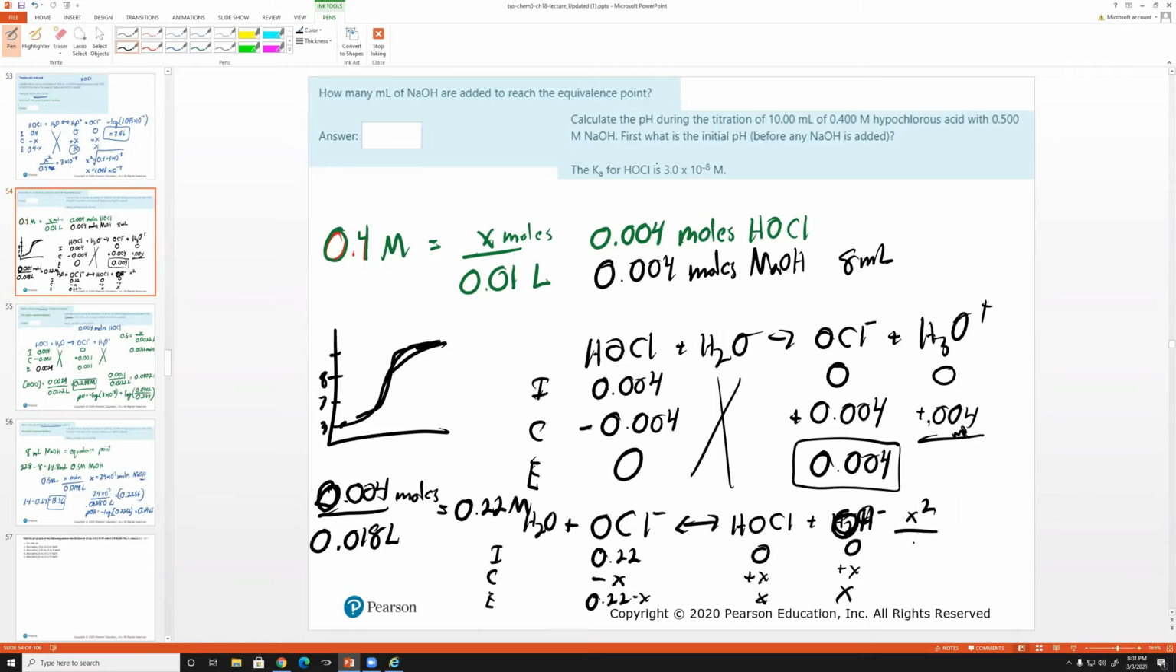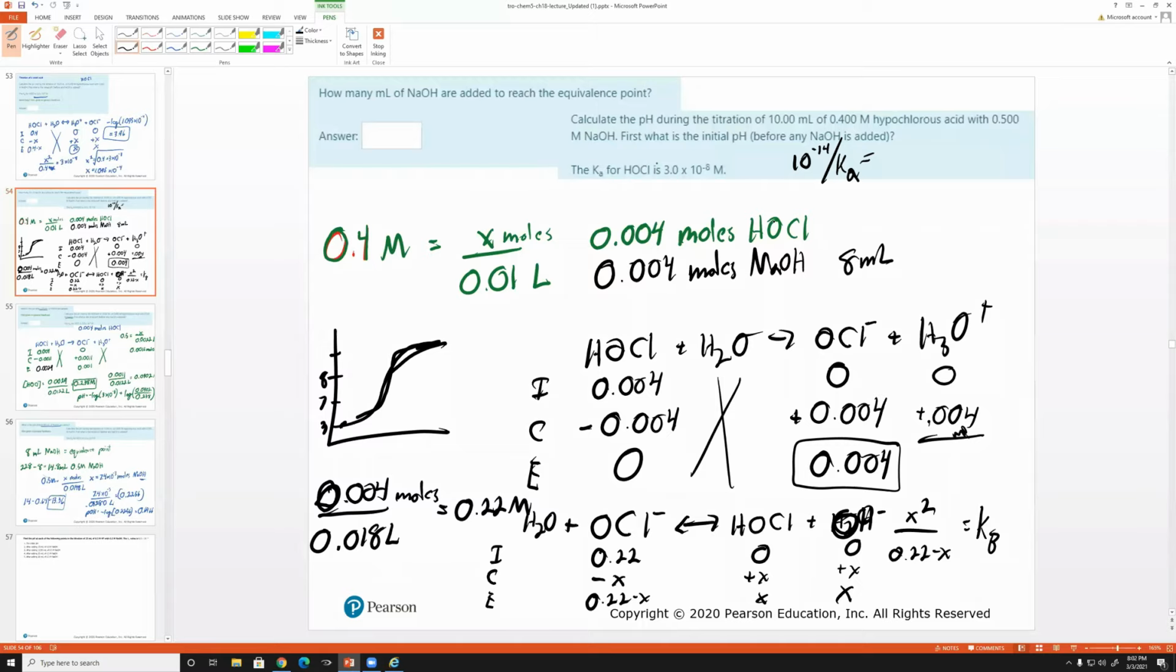Then we have X squared over 0.22 minus X equals, now, instead of Ka, we're going to use Kb. For every Ka value for a weak acid, the conjugate base has a Kb value. That Kb value can be found from 10 to the negative 14 divided by Ka. I know that's a lot. I think there is one question like that on the homework, but are there any questions about what I just did? This is at the equivalence point. If you're confused, these notes are written in the slides. No questions? Okay, I find that hard to believe, but all right.